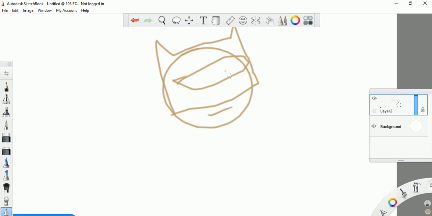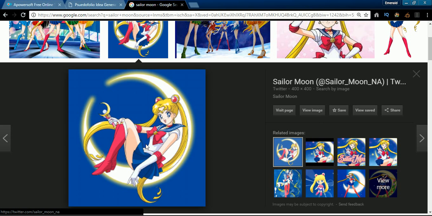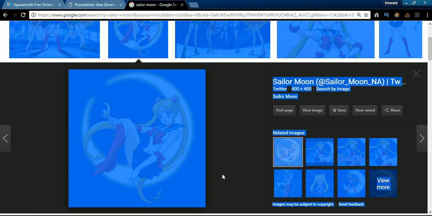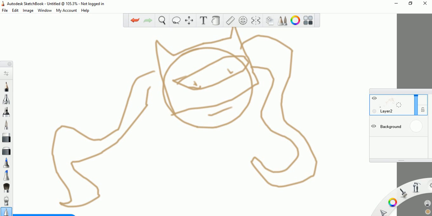Sailor Moon. With little long old pigtails. Okay. Batman wannabe. There we go. I drew this woman as Batman. I can't believe I did this. Nope. Bye. Why did I do this?